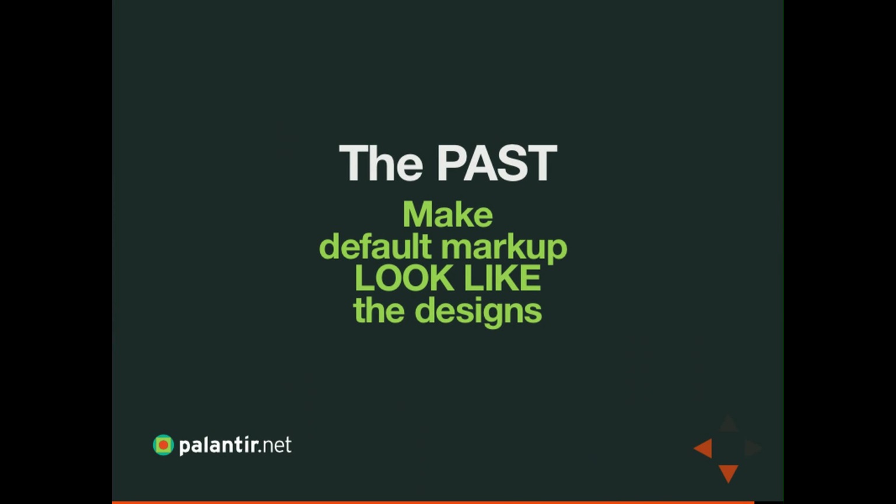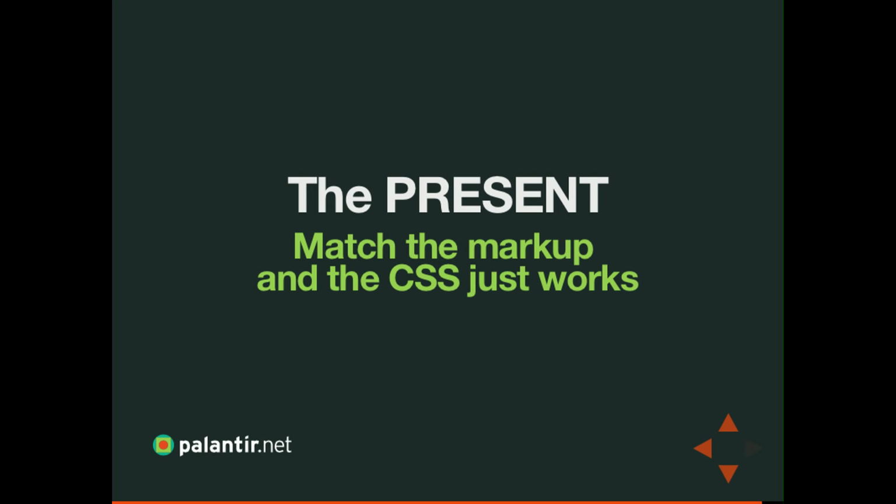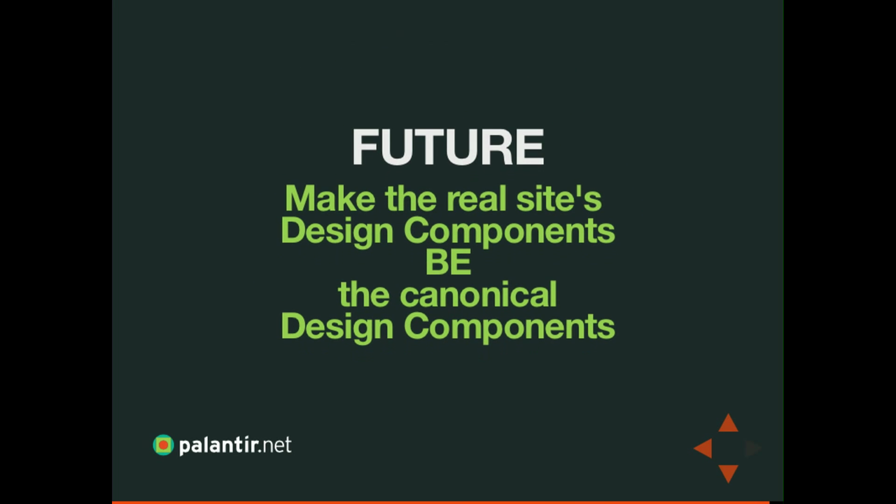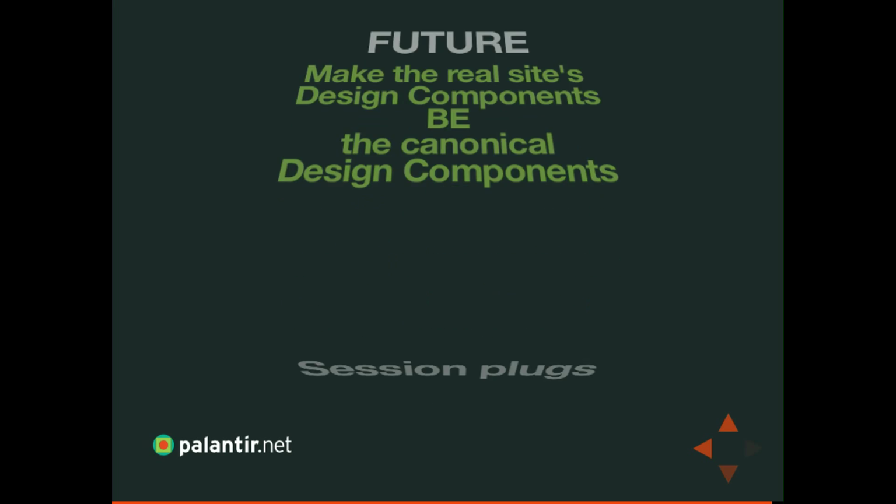So to summarize, in the past, we're making default markup look like the design. In the present, we're trying to match our markup and the CSS just works. In the future, we want our real site's design components to be the canonical design components. Define those design components in one place and pull them both into your style guides and into your real sites.